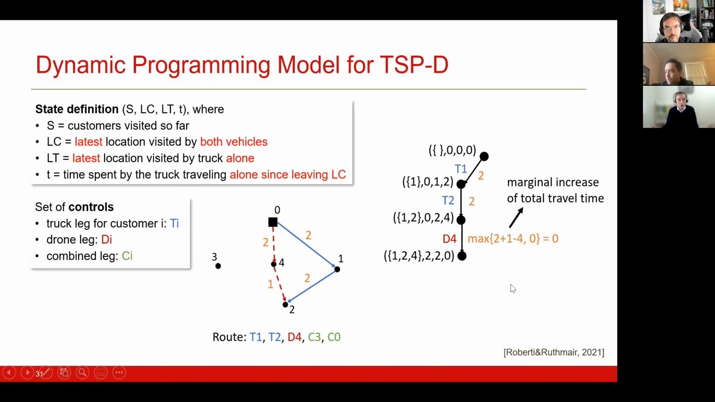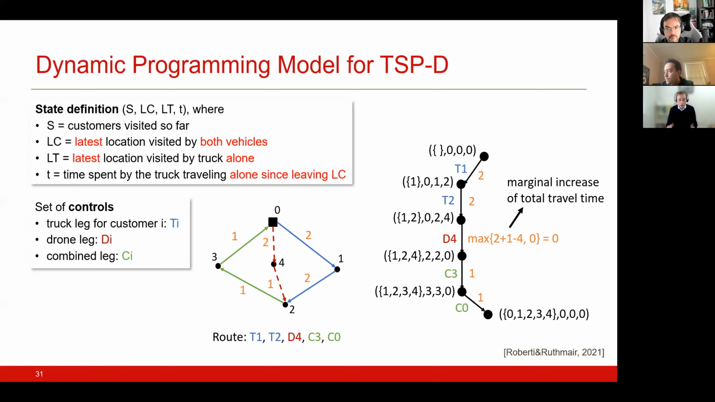So the increase is actually 0. It's the minimum, the maximum of that difference with 0. Okay, and that's how we keep track of this route, and we can complete the solution by 2 more combined segments. Okay, so this is a very nice way to express a dynamic programming formulation.